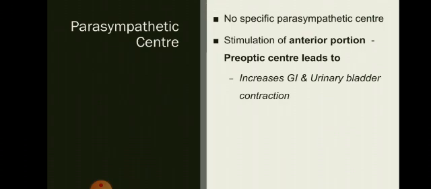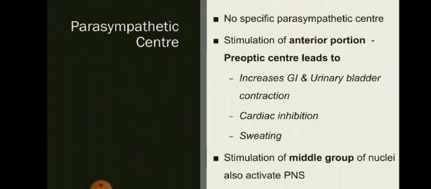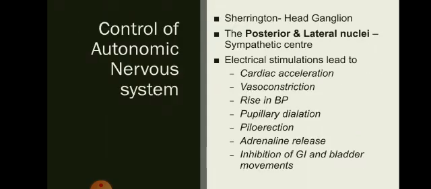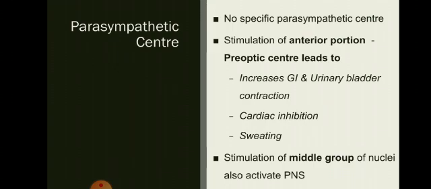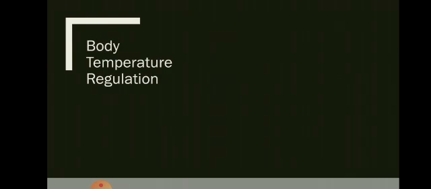So, to put down the name exactly, when the preoptic center is electrically stimulated, there is an increase in the gastrointestinal movement and also the urinary bladder contraction. Cardiac inhibition is there, then sweating is there. Compare with the previous one, when the posterior and the lateral nuclei are stimulated, the changes were a rise in blood pressure, vasoconstriction, cardiac acceleration. But here, when the anterior portion or the preoptic center is stimulated, exactly the opposite changes are happening. And one more thing to be remembered here is that when the middle group of the nuclei of hypothalamus is stimulated, there is activation of the peripheral nervous system also. Now the next important function of hypothalamus is the body temperature regulation.